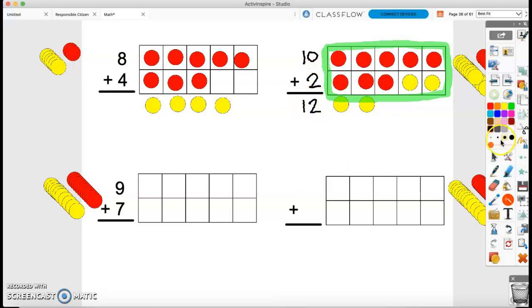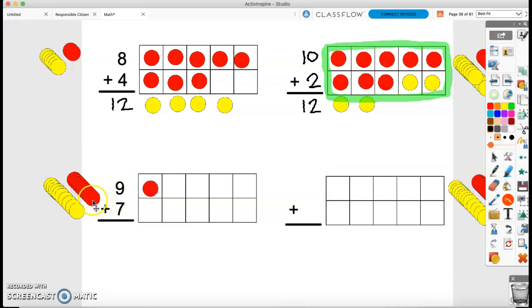So remember, all we did was move 2 of these up to here. We did not take them away, we just moved them. So if 10 plus 2 is 12, I know that 8 plus 4 is also 12. Let's try the next one. We have 9 plus 7.